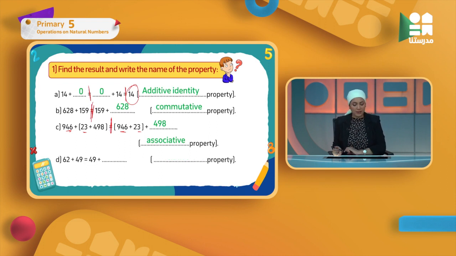Now, letter D. 62 plus 49 equals. Again هاجي عند ال equal sign وهعمل الخط بتاعت المراية بتاعتي. What do I have on the other side of the mirror? I have 49 once more, but I don't have the 62. Then I will put the 62, and this is called commutative property عشان ما فيهاش brackets and it's only 2 numbers. كل اللي عملته إنه I have changed their places or switched their places.